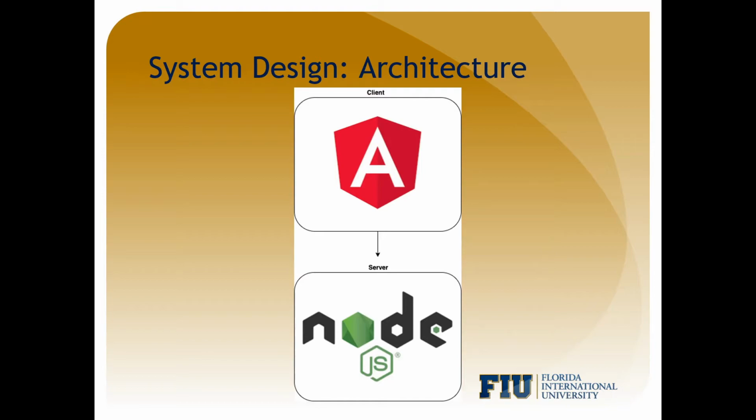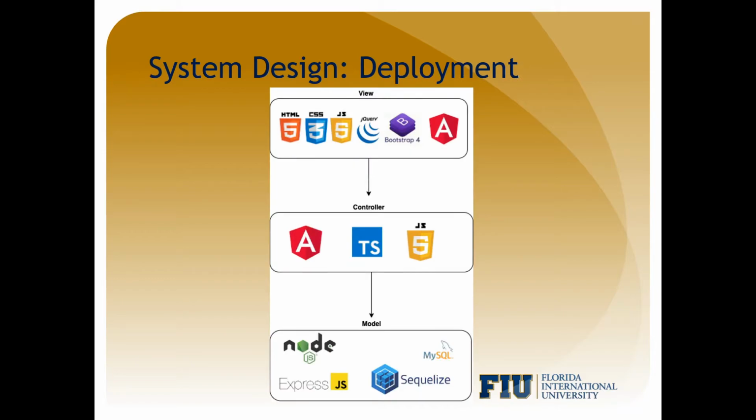Our system design architecture, so our client, mainly Angular, our server, Node.js. This is our deployment. So our view is a combination of HTML, CSS, JavaScript, jQuery, Bootstrap, and Angular. Our controller is a combination of Angular again, TypeScript, and JavaScript. And our model is Node, Express.js, Sequelize, and MySQL, a combination of the four.